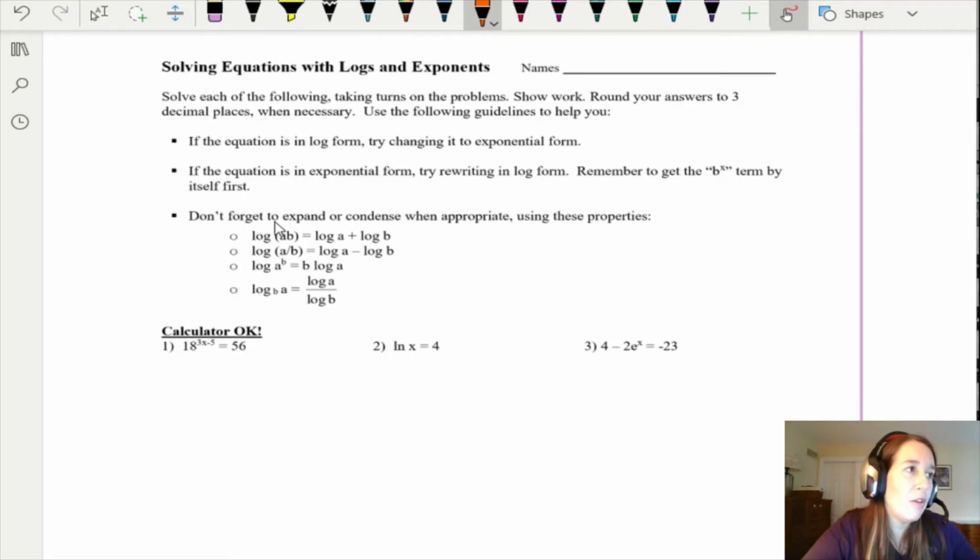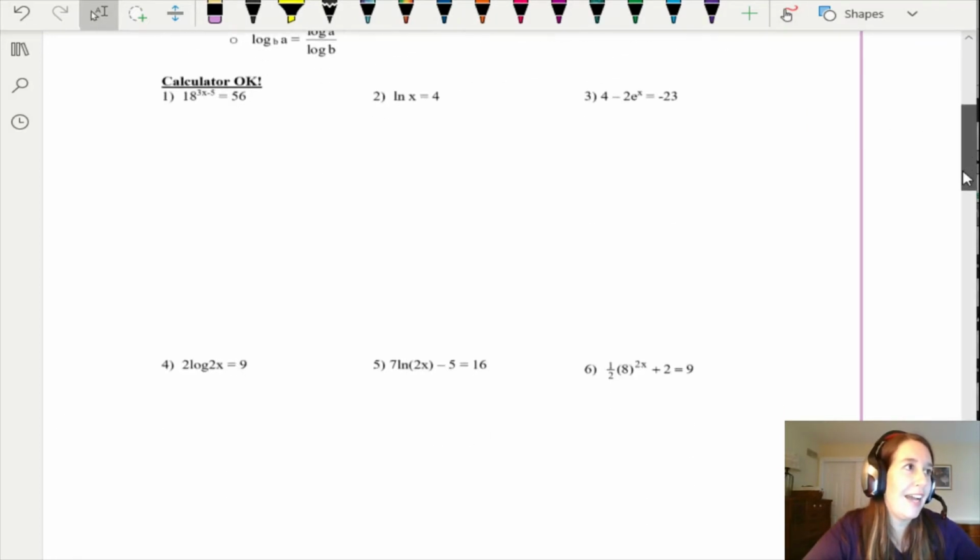And then finally, don't forget to expand or condense when appropriate using the properties of logs, right? So we have the product property there, we have the quotient property, we have the power property, and we have the change of base formula. So we're going to be using all of those in these problems as well. So let's take a look at the first three problems together.